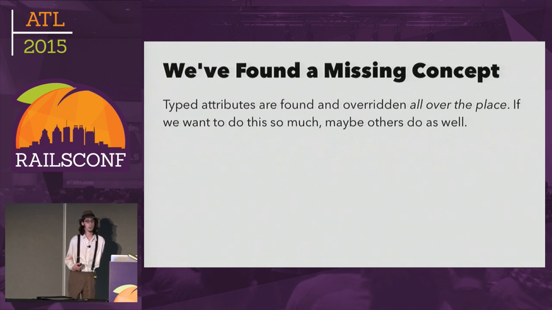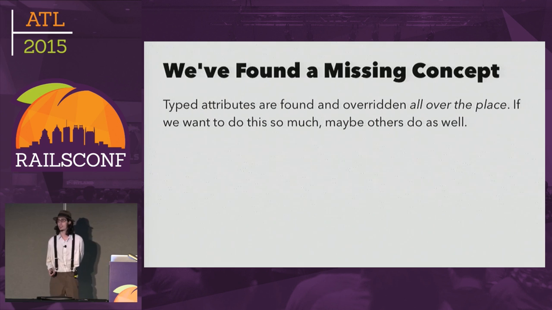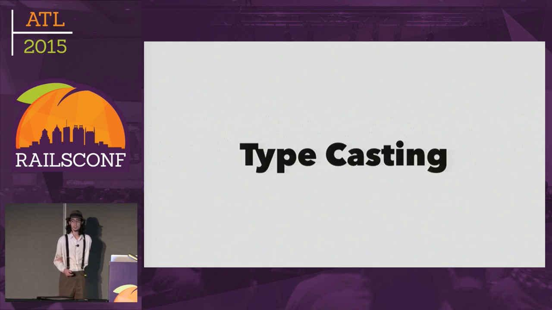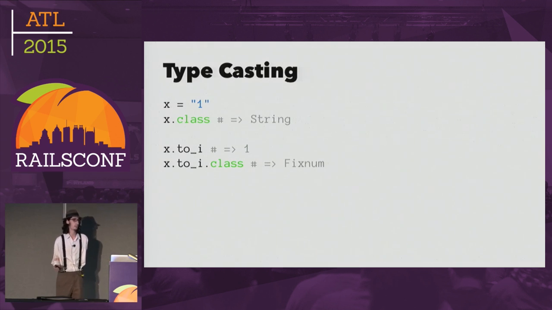And one of the things that you might be thinking is, well, if we want to do this so much, maybe other people want to be able to do this. So let's talk about what typecasting is. Typecasting is when you go through and explicitly convert a value from one type to another. Here's a very simple example, where we have a value, which is a string, and we want to convert it to an integer, so we call to_i on it.